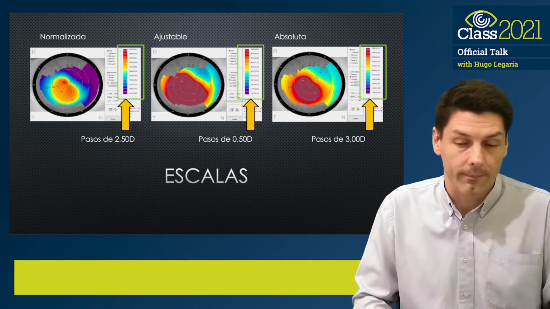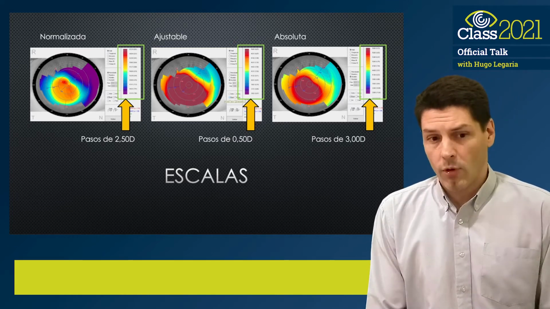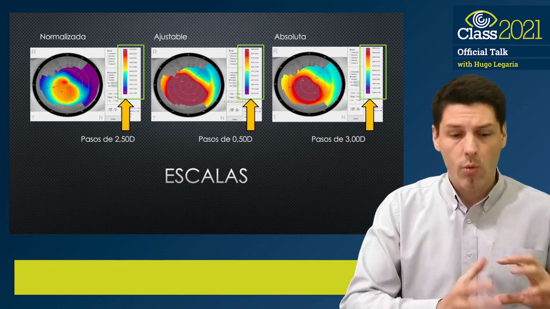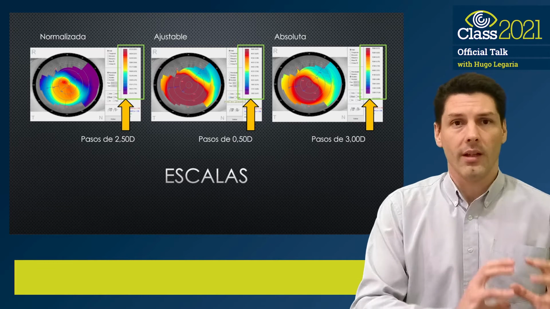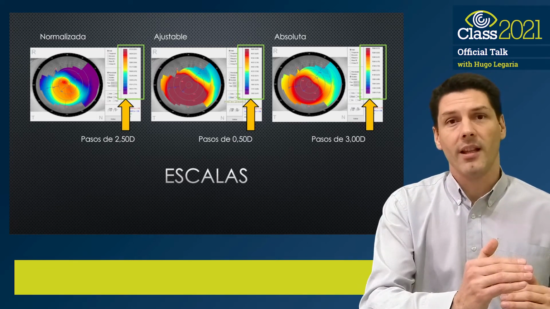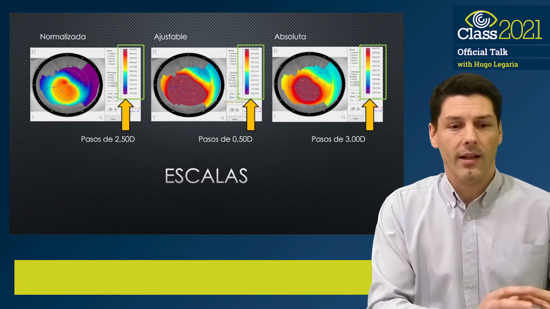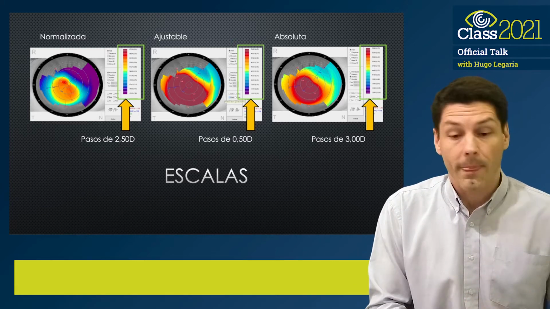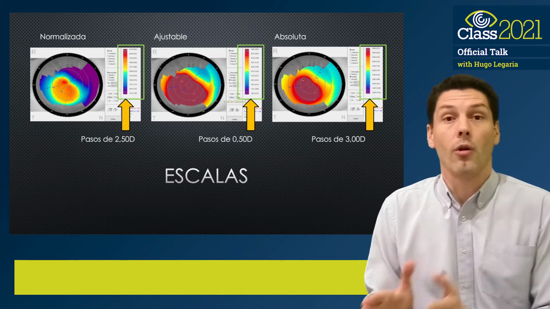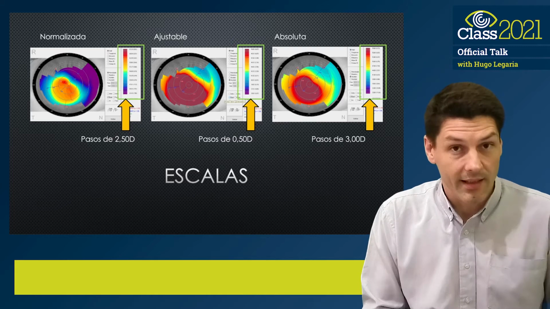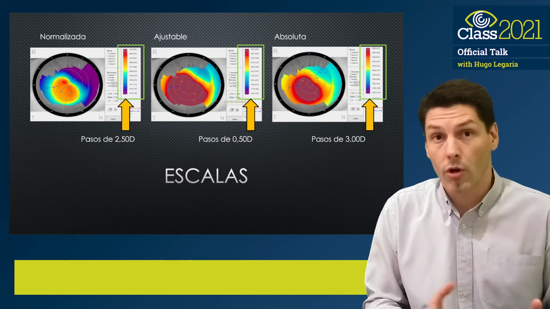When we work with normalized scales, the topographer software adjusts the scale for the eye in this particular case, to obtain the greatest range of differences and to appreciate as much detail as possible. But when I go to compare with another topography, possibly the scales are different, so I cannot be guided by the colors, but I have to see the numerical values.